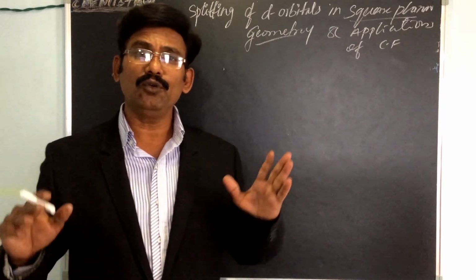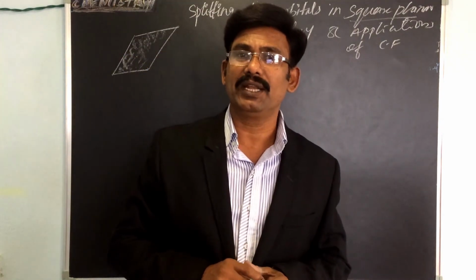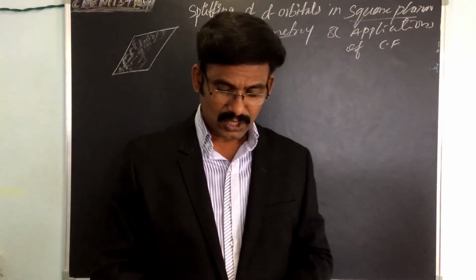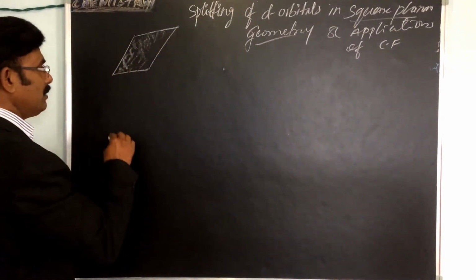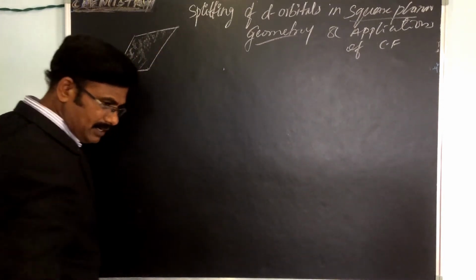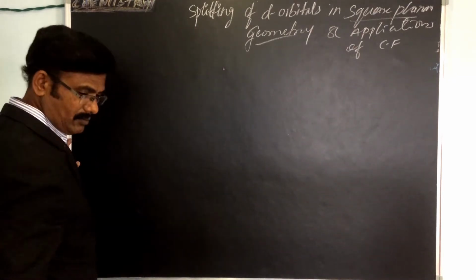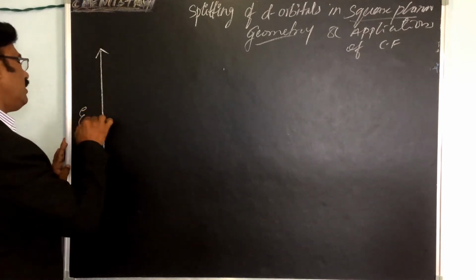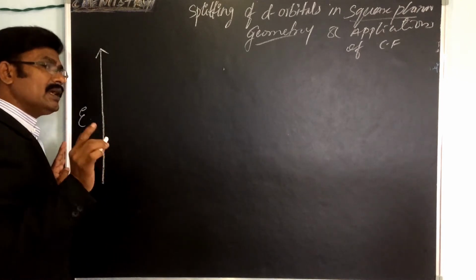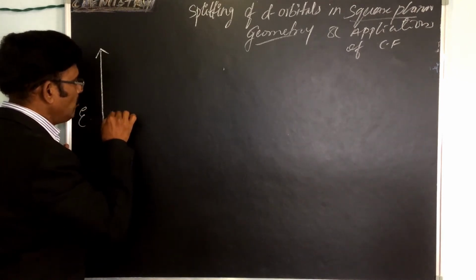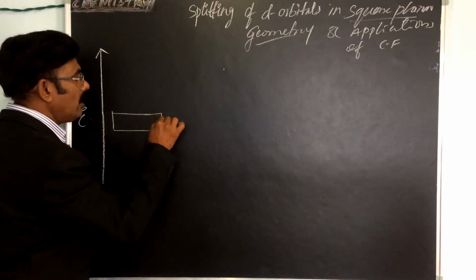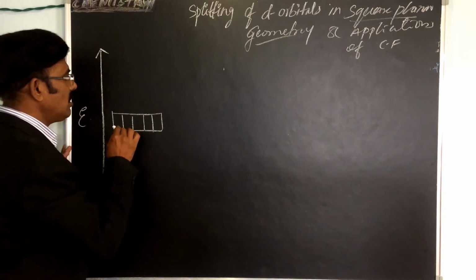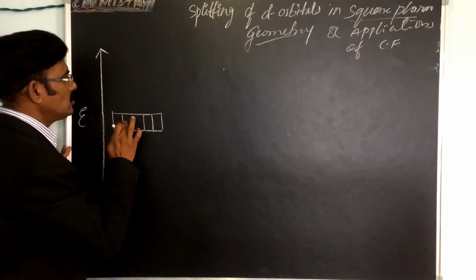Before discussing the square planar, we have to know the energy level diagram. That is most important. If you know the energy level diagram, then the splitting pattern is very easy to understand. The energy level diagram means the increasing order of energy. Here, same thing, five d orbitals: dxy, dyz and dzx, dx square minus y square and dz square. 1, 2, 3, 4, 5.